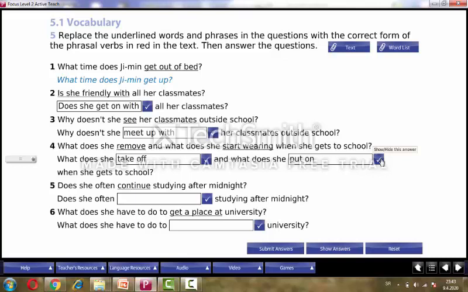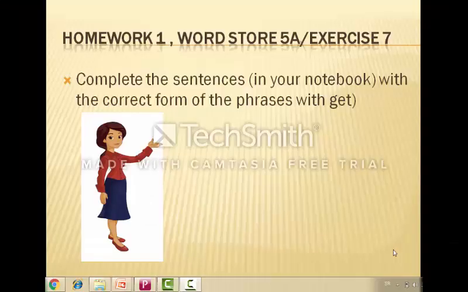Okay, number 5, does she often continue studying after midnight? Does she often, instead of continue, we can use carry on studying after midnight. What does she have to do to get a place at university? What does she have to do to get a place at university, to get into university.